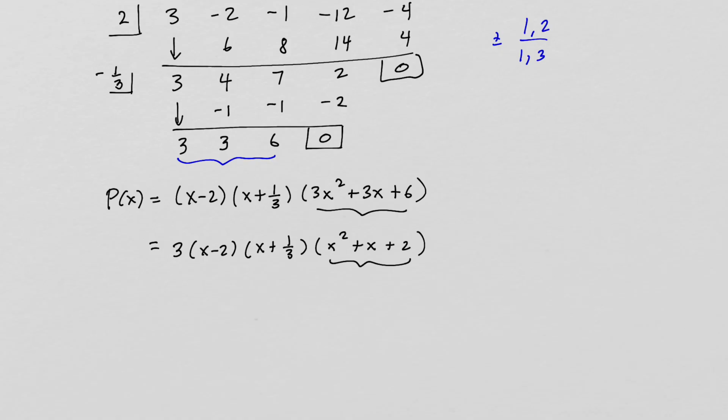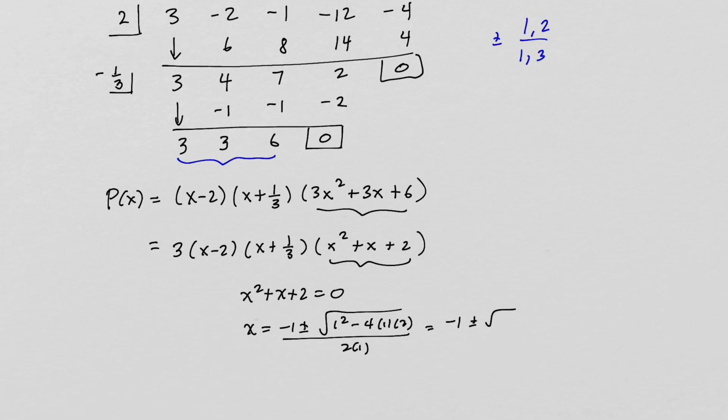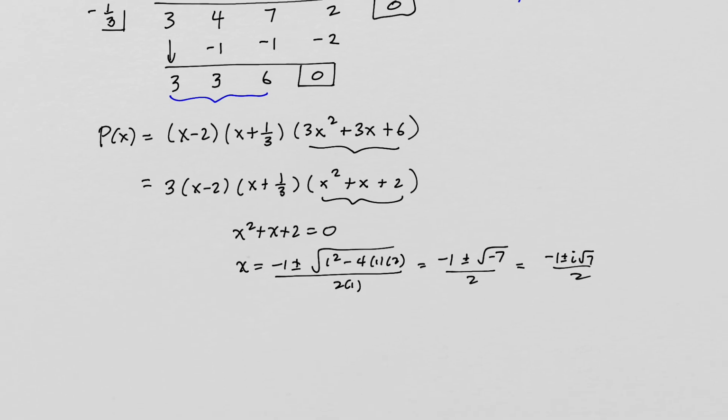So now let's find these zeros. For that, we're just setting this quadratic equal to 0. And we're going to have x equals -1 plus or minus the square root of 1 squared minus 4 times 1 times 2, all divided by 2 times 1. This is -1 plus or minus the square root of -7 divided by 2, which is -1 plus or minus i radical 7 over 2. So these are the other zeros.